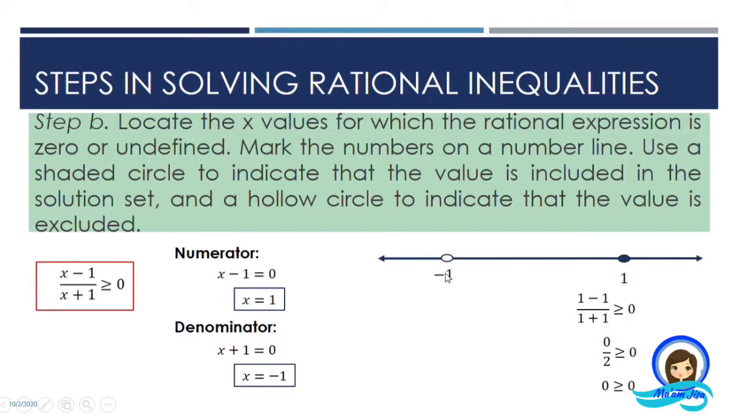Negative 1 is not included. It's because it can make the expression undefined. Any numbers that can make the expression undefined is not part of the solution. Another hint: when to use a hollow circle and a shaded circle. When the inequality symbol used is like this, greater than or equal to and less than or equal to, all the values of x for which the rational expression is 0, take note, 0, are part of the solution. Again, when using these inequality symbols, all values of x for which the rational expression is 0 are part of the solution.